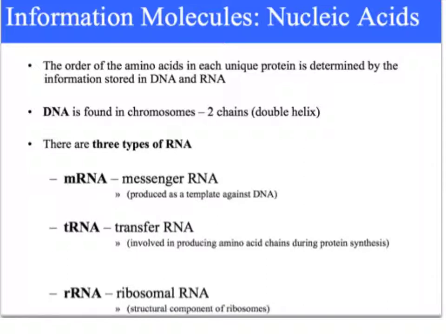There are 3 types of RNA. There is mRNA, or messenger RNA, that is produced as a template against DNA. You've got tRNA, or transfer RNA, which is involved in producing amino acid chains during protein synthesis. So it transfers amino acids from one place to another. And finally, we've got rRNA, or ribosomal RNA, which is a structural component of ribosomes.